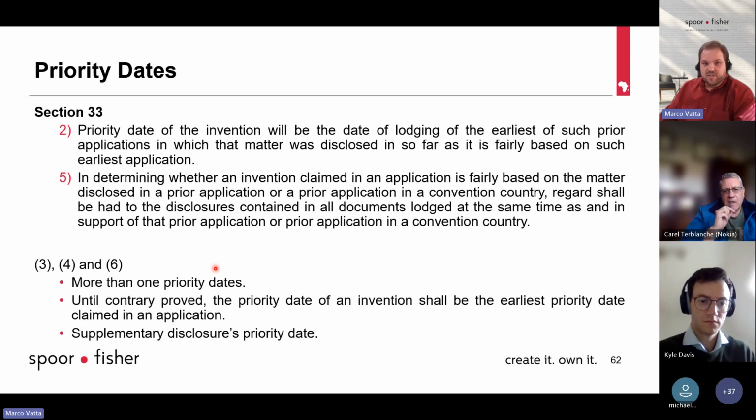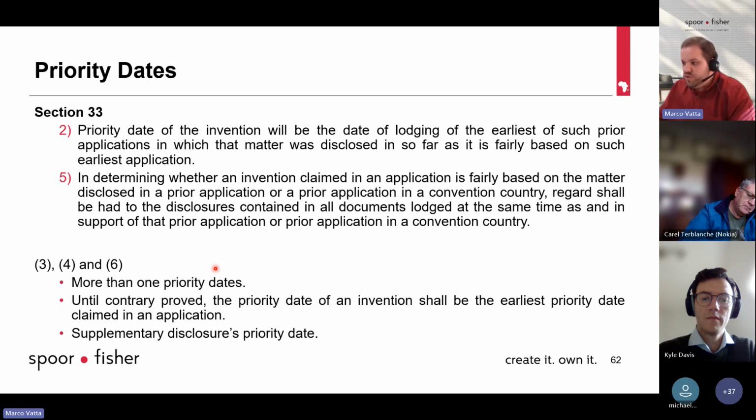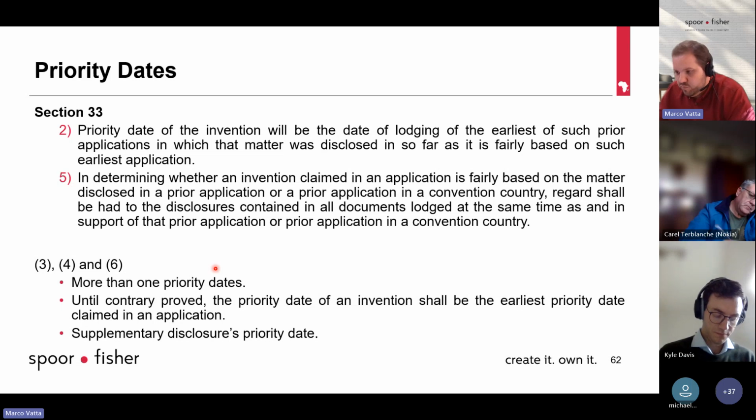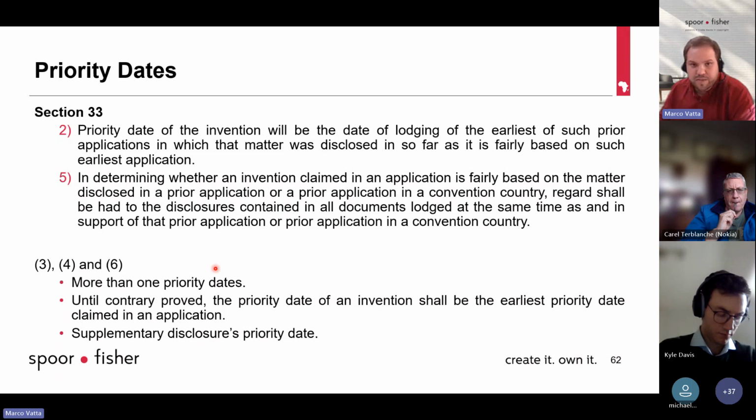Then again, as I said, you are able to claim more than one priority. So this happens where new subject matter might be added to the invention. So further developments are made and you file an additional provisional application where that additional subject matter is contained. Then you can claim priority from that provisional application as well.